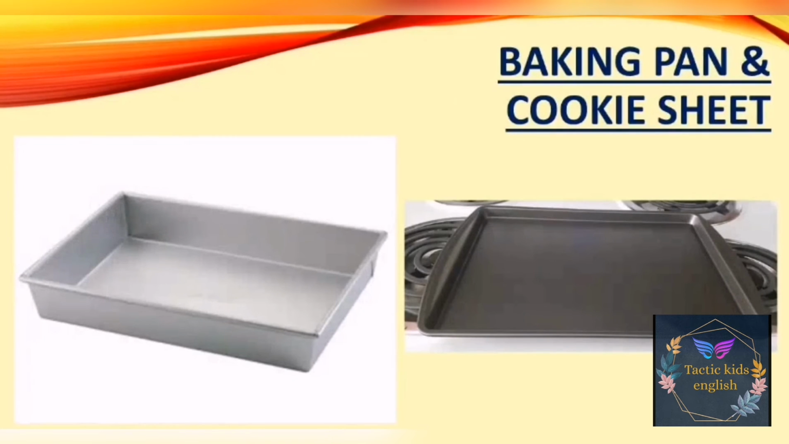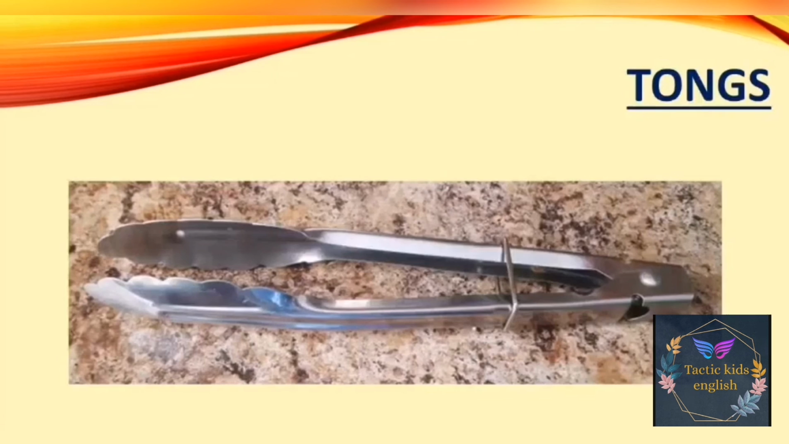Baking pan and cookie sheet. A baking pan is used for baking, cooking things in the oven. A flatter version is called a cookie sheet. Tongs. You can use tongs to pick up food.